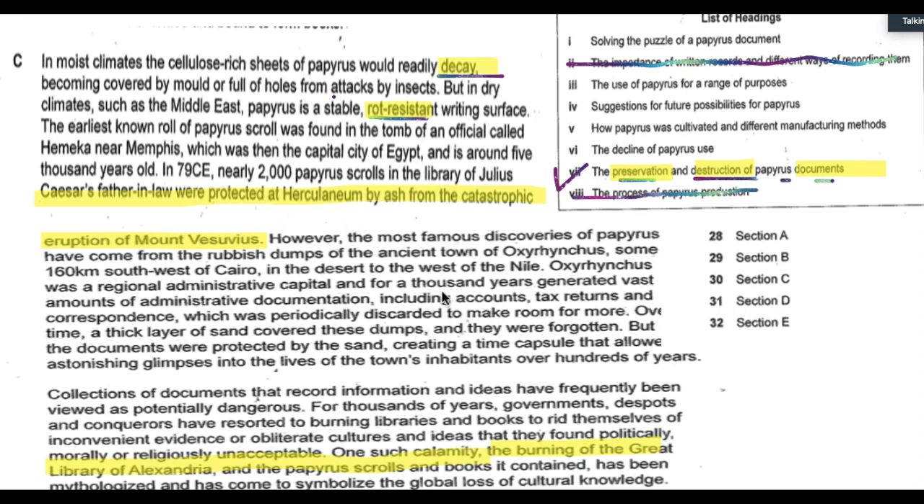Then here, if you see this, a thick layer of sand covered these dumps. They were forgotten. Documents were protected. Time capsule, potentially dangerous, and then finally they were prone to some catastrophes, such as calamity, burning of the great library of Alexandria, papyrus scrolls and books it contained. So it is nothing but talking about preservation and destruction of papyrus documents. So now we have moved with A, B and C. We are left with 2 passages and we have completed 3 answers.